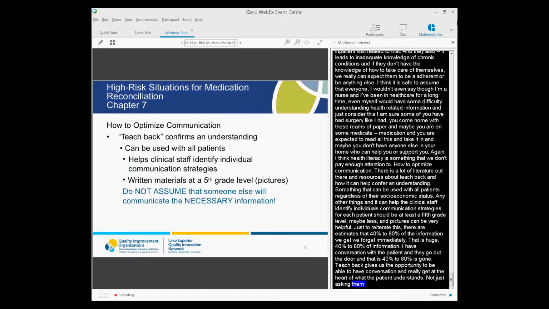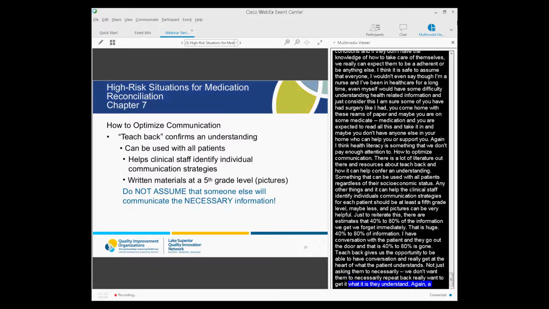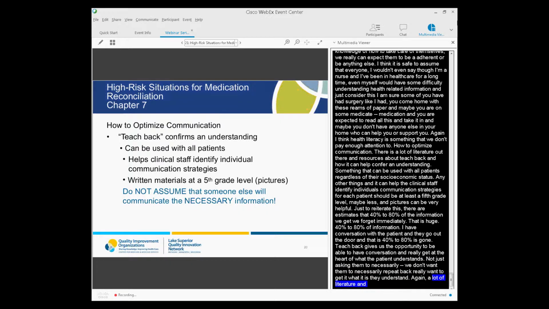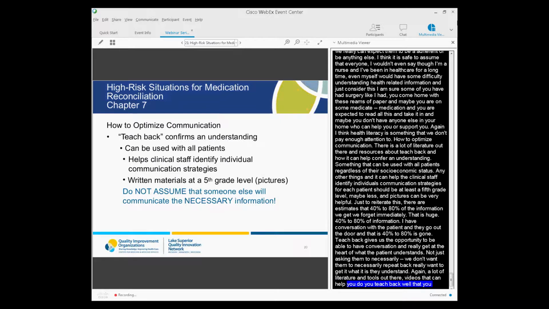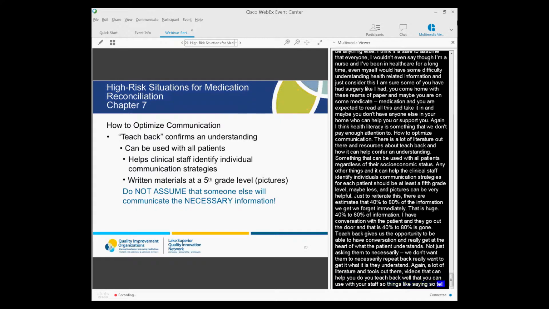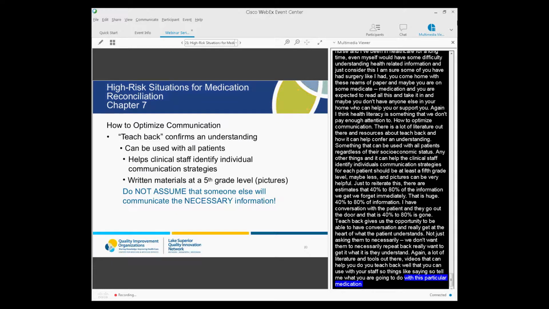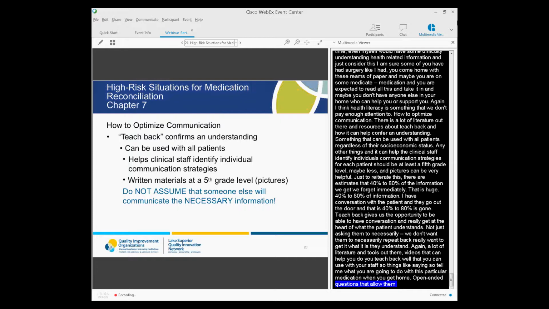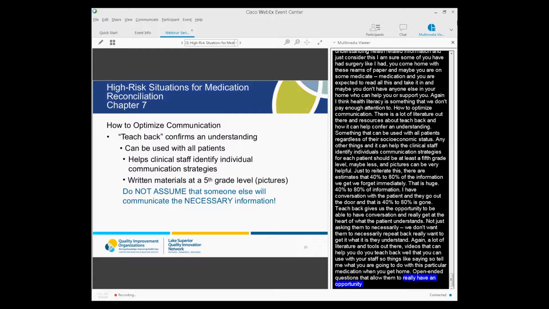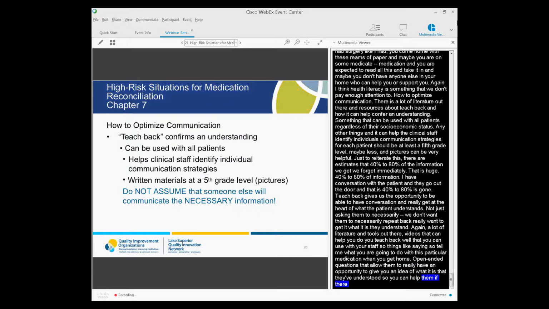Again, there are lots of literature and lots of tools out there, videos that can help you do teachback well, that you could use with your staff. So it would be things like saying, so tell me what you're going to do with this particular medication when you get home. These are open-ended questions that give them an opportunity to show you what they've understood, so that you can help them if there continues to be a barrier, or if they have grasped the idea and you're fairly comfortable that they're going to be able to be successful.